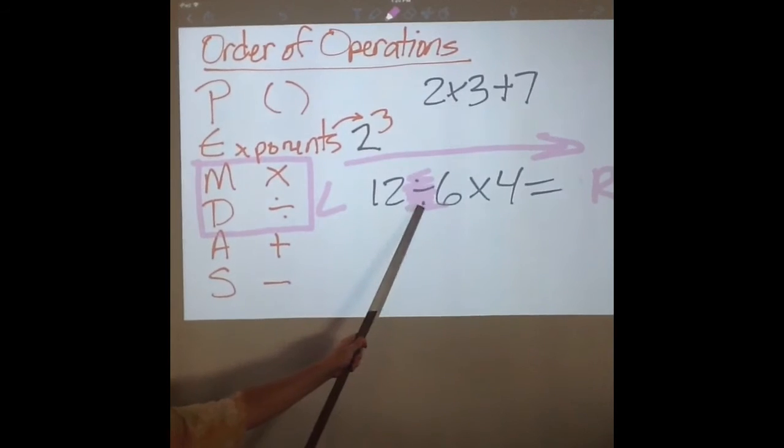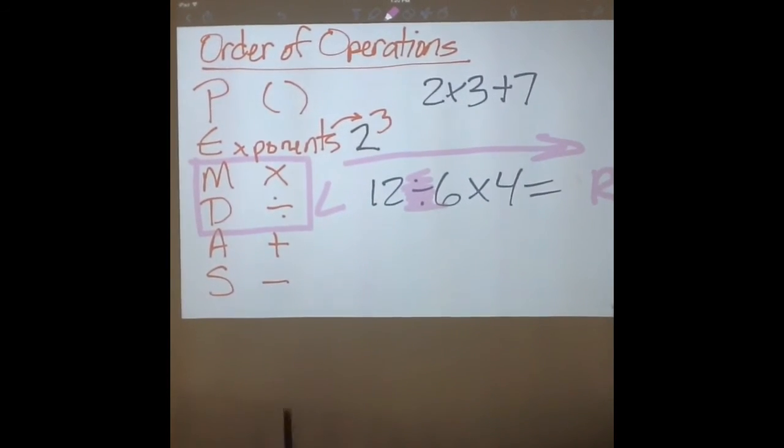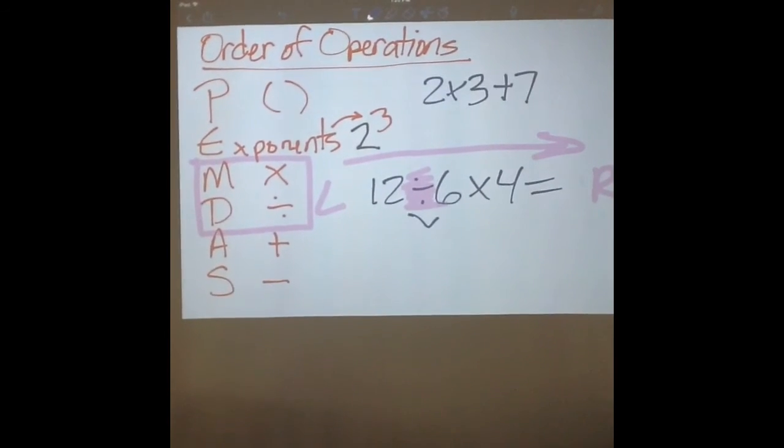So 12 divided by 6 is what? 2. It's 2. Now I bring down my multiplication sign. 2 times 4 is 8. And that would be the right answer to the problem. Now let's say I got 8 on that one, right?